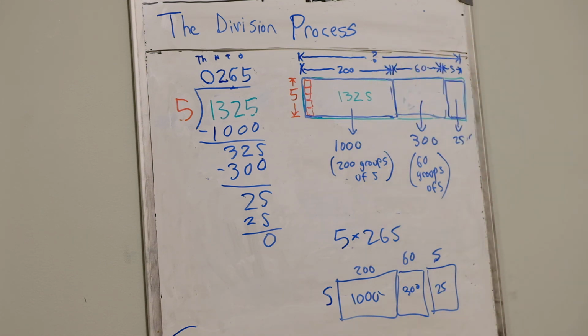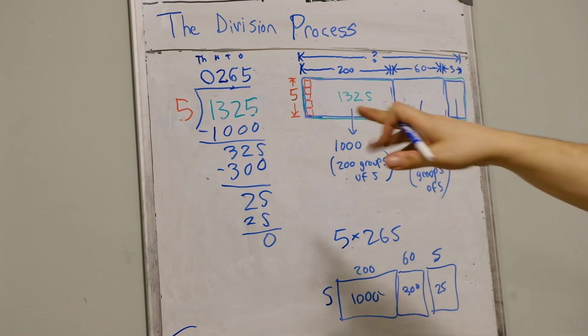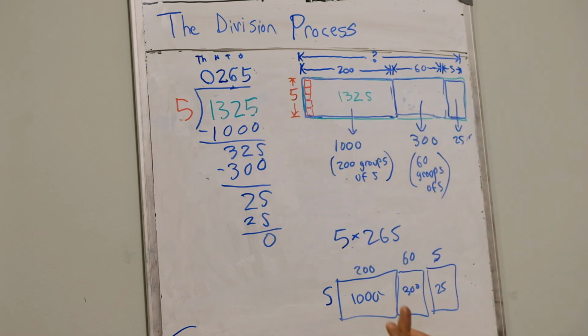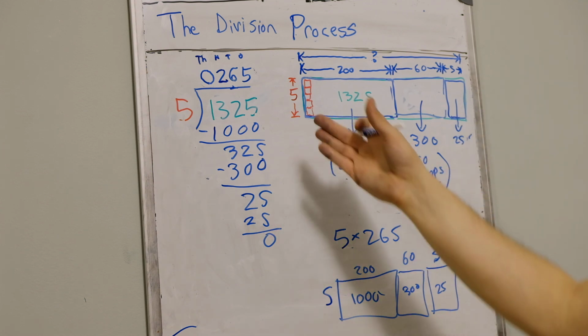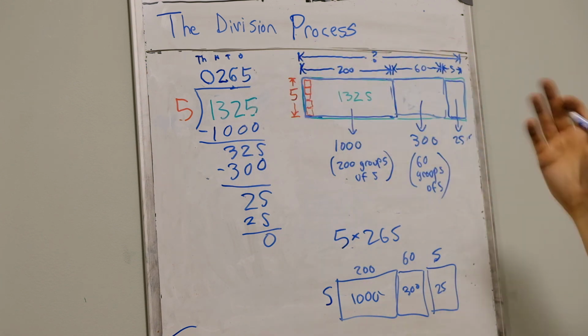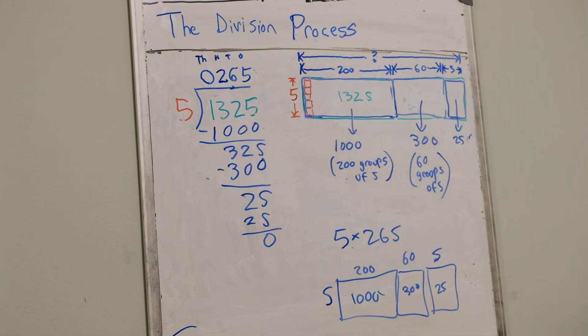So why know how to do this? Well, because this allows you to do division in your head pretty quickly if you wanted to, right? If you were doing this in your head, 5 into 1,325, start with 5 into 1,000, goes 200 times. 5 into 300 goes 60 times. 5 into 25, 5 times. So altogether, 265 times.